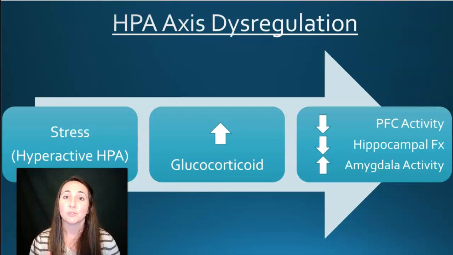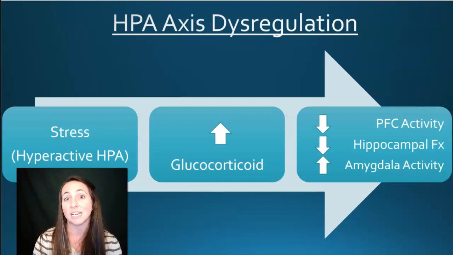Remember, prefrontal cortex activity, we want that to help keep the subcortical areas in check. So if the prefrontal cortex activity is decreased, that means that hyperactivity that's already being experienced in those subcortical areas because of the stress is not being kept in check. So that's going to be one potential negative outcome of experiencing stress.